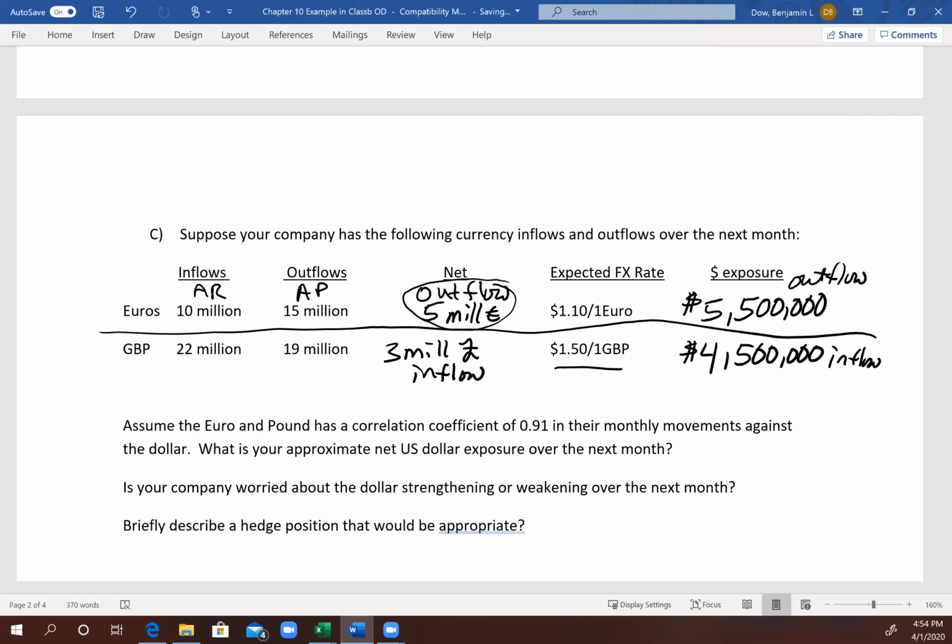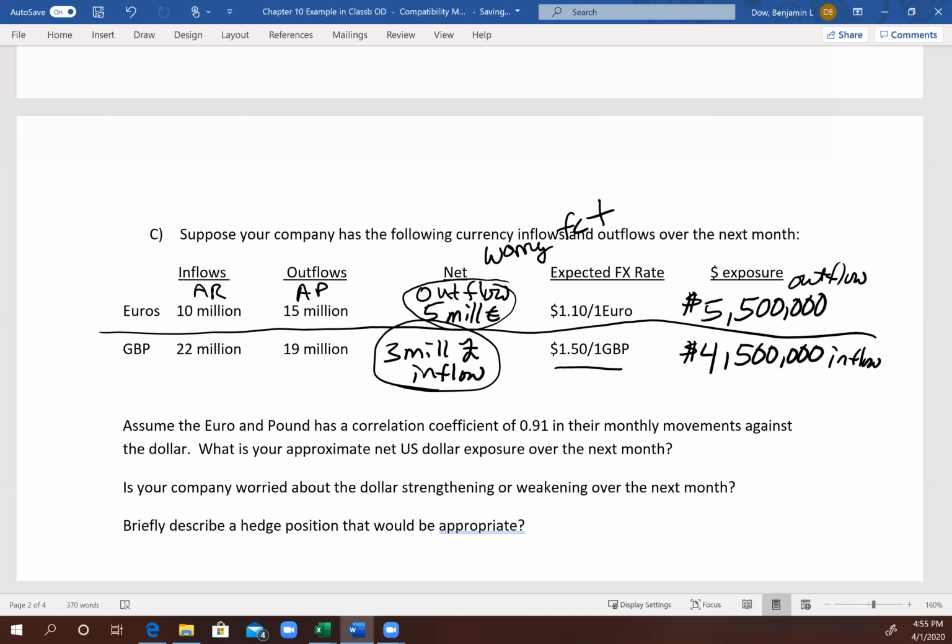Now, this seems like a lot of transactional exposure. It's not really $10 million worth of exposure, though. Why not? Because remember, on the outflow or the payment side, we worry about the foreign currency strengthening. When we have to pay 15 million euros next month, but we're bringing in 10, what we have to come up with on our own is 5 million. We're worried about the foreign currency strengthening.